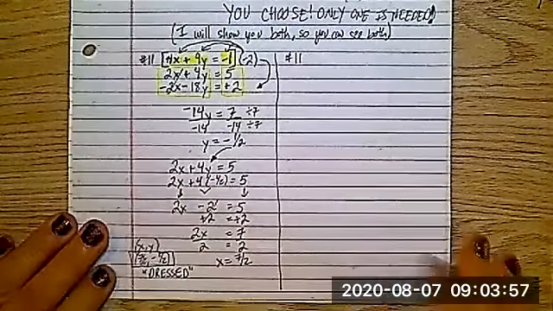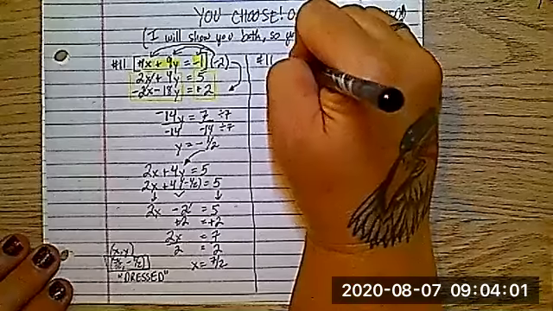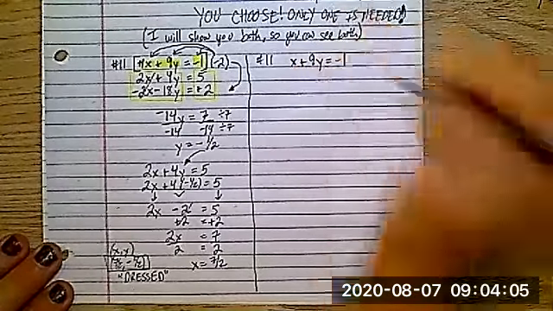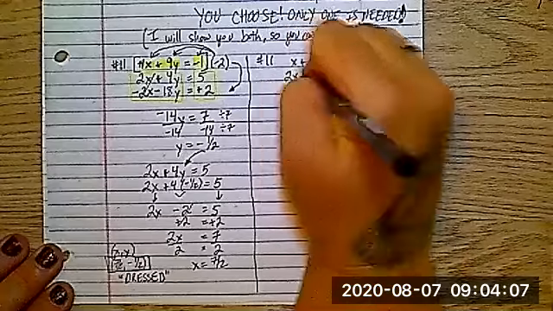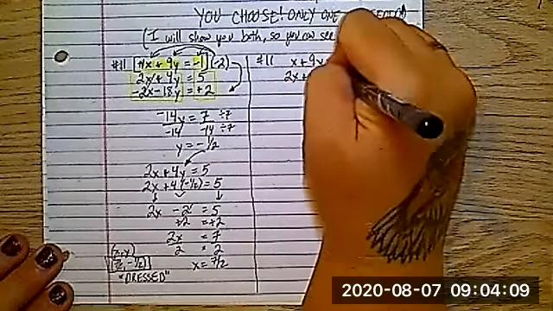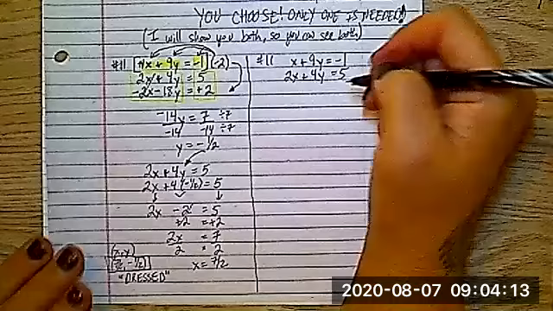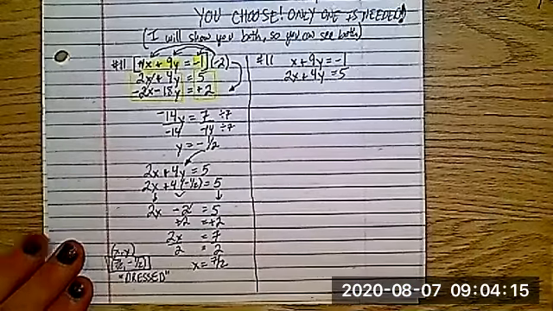So now let's try it with substitution. So x plus 9y equals -1. 2x plus 4y equals 5. And we already know what the answer is going to be. So we should be able to kind of check our work as we go.